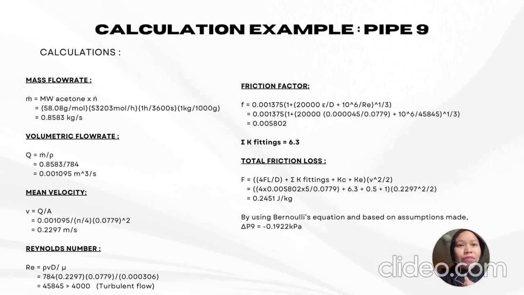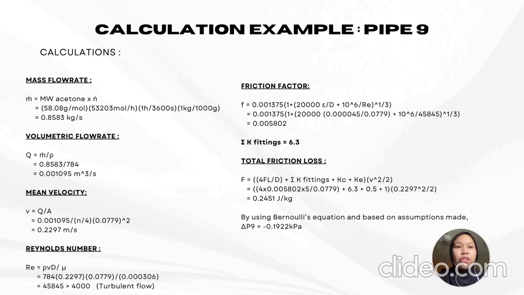And for the mean velocity, using the cross-sectional area of the pipe, we found the velocity to be 0.2297 meter per second. And for the Reynolds number calculation, we used the formula, and this resulted in Reynolds number equals to 45,845, which indicates turbulent flow since it exceeds 4,000. Since the flow is turbulent, we need to determine the friction factor, fitting loss, and total friction loss to estimate the pressure drops.